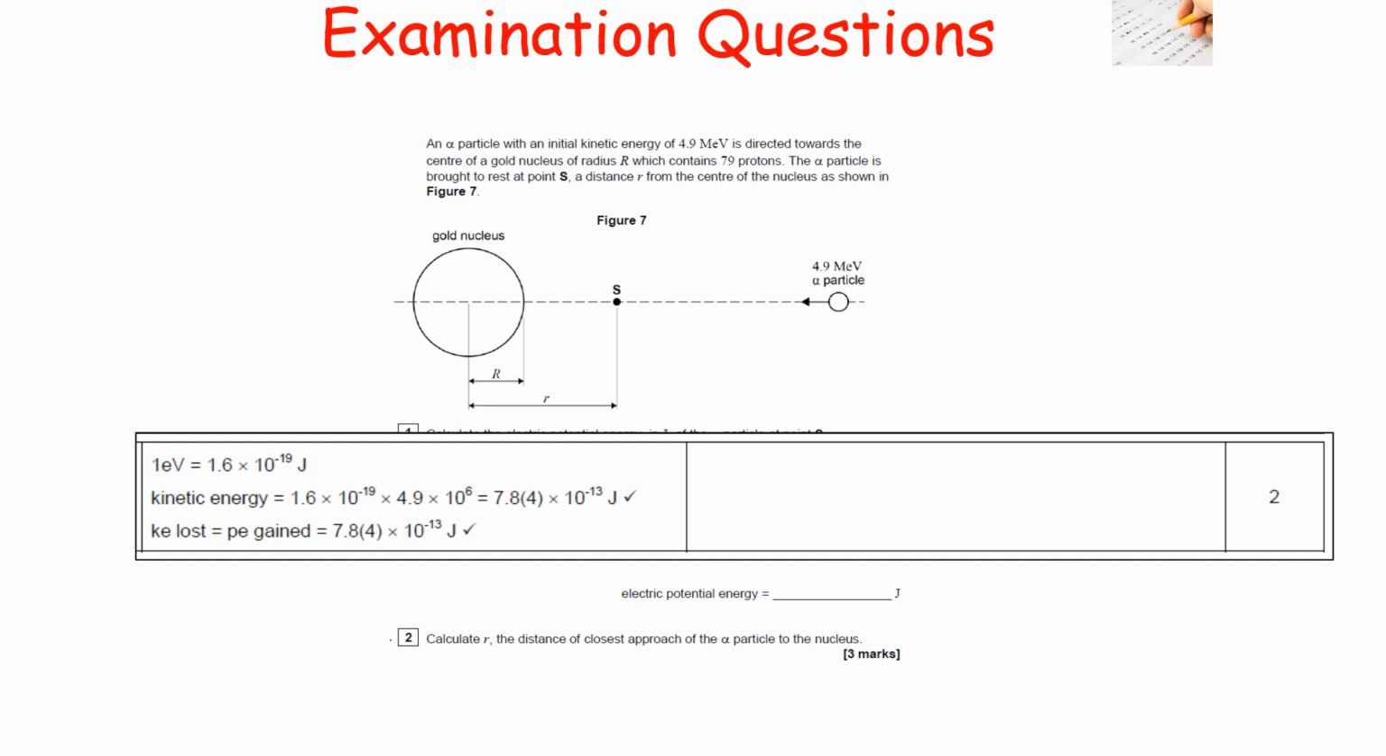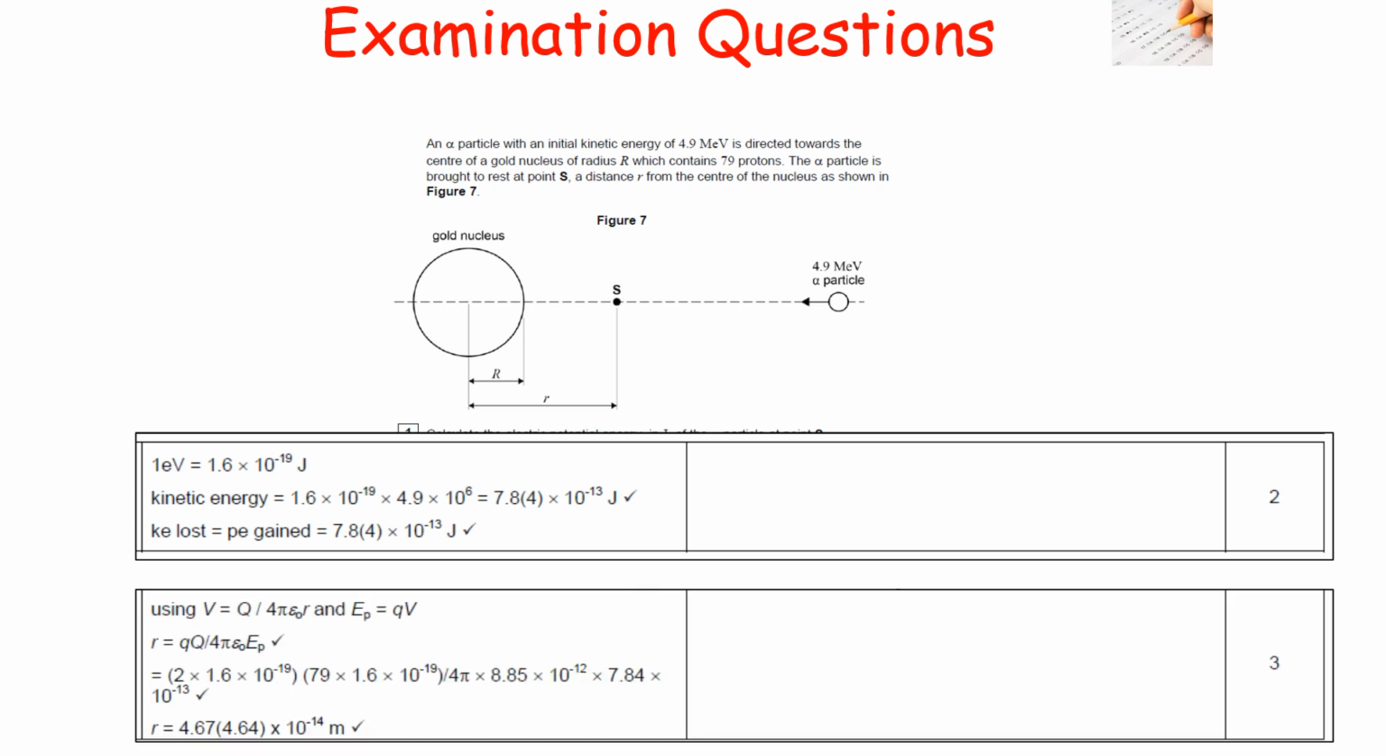But the question wants the energy in joules, so it's pretty much asking you to convert from MeV into joules. We know that 1 eV is 1.6 times 10 to the minus 19 joules, so 1 MeV is 1.6 times 10 to the minus 13, because M means times 10 to the 6. You would do 1.6 times 10 to the minus 13 times 4.9 to get 7.8 times 10 to the minus 13 joules.